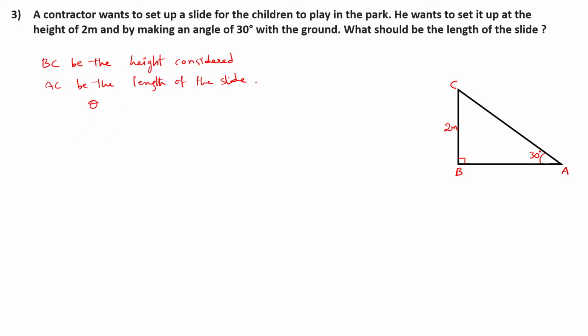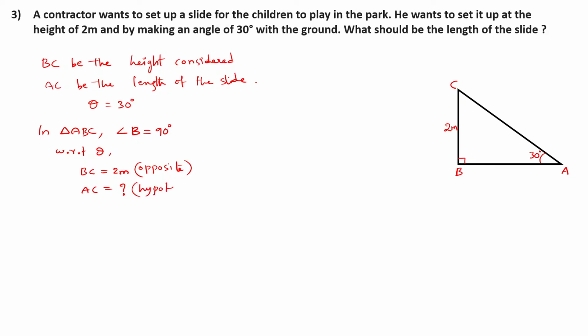Now the angle of elevation is given as 30 degrees. In triangle ABC, from the figure, angle B is equal to 90 degrees, so it became a right angle triangle, where with respect to our acute angle theta, BC is equal to 2 meters given, and it is the opposite side to the acute angle. Next, AC we need to find, and this is the hypotenuse.